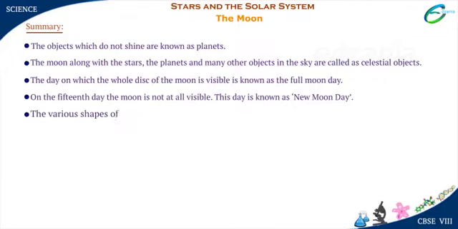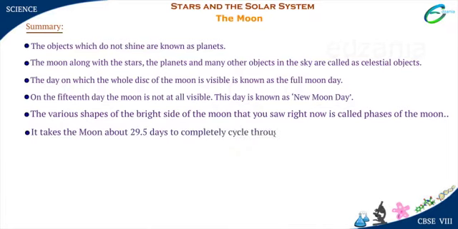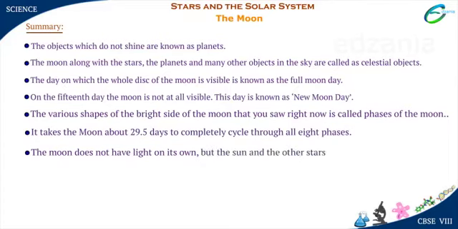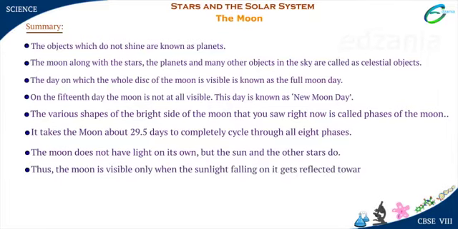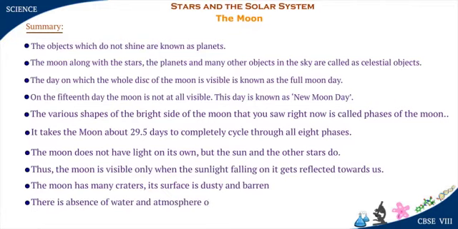The various shapes of the bright side of the moon that you saw right now are called phases of the moon. It takes the moon about 29.5 days to completely cycle through all 8 phases. The moon does not have light of its own, but the sun and the other stars do. Thus, the moon is visible only when the sunlight falling on it gets reflected towards us. The moon has many craters. Its surface is dusty and barren. There is absence of water and atmosphere on the moon.